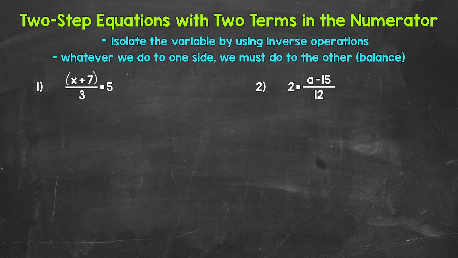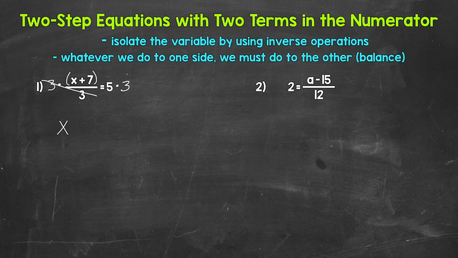So we can think of this as getting rid of the fraction first. So what's the inverse operation of division? Well, multiplication. So let's multiply the left side of the equation by 3. Whatever we do to one side, we must do to the other. So multiply the right side by 3 as well. Now on the left side, we are dividing by 3 and multiplying by 3. So these 3's cancel each other out.